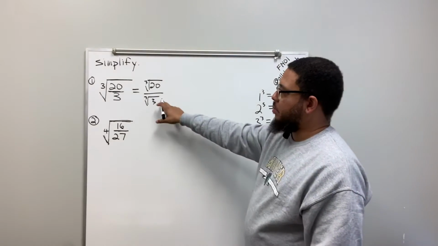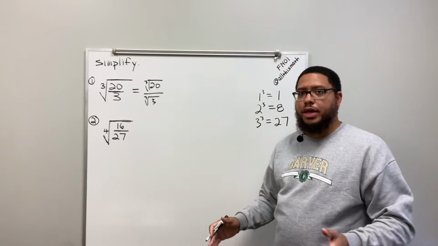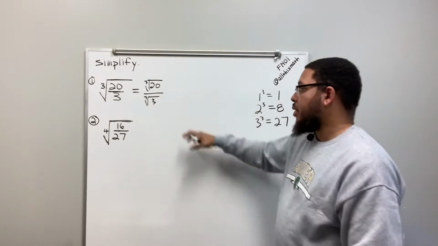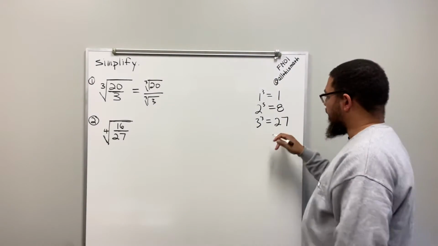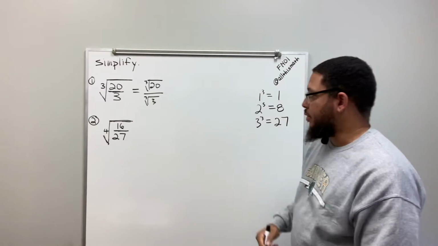I can't multiply 3 by another whole number to get 8. But I can multiply 3, because I know my multiplication facts. It always goes back to knowing the multiplication facts. That's the foundation of all of this. I can multiply 3 by 9 and get 27.